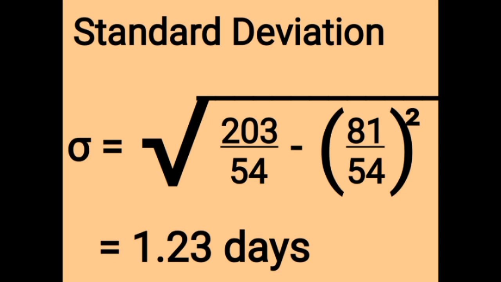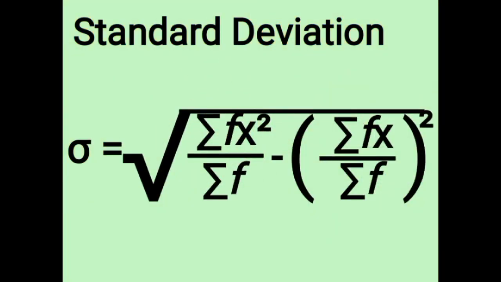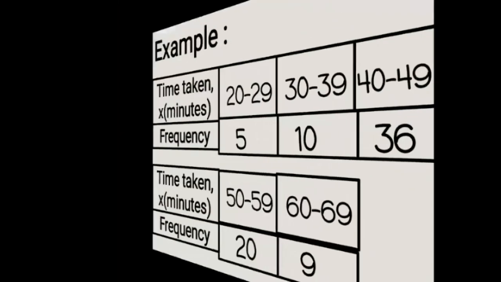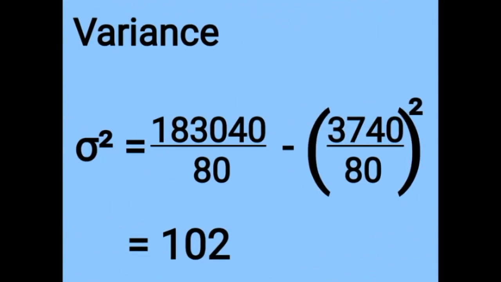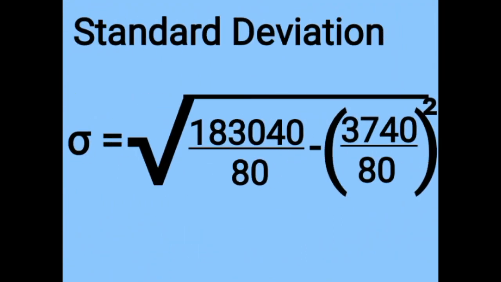And if the data are presented in a group frequency table, just like the variance, we can calculate an estimate for the standard deviation of the data using the midpoint of each class interval. So in this example, where the data are presented in a group frequency table, we calculated the variance as 102. Now, the standard deviation for this data set is the square root of 183,040 over 80 minus 3,740 over 80 squared equals 10.1 minutes.